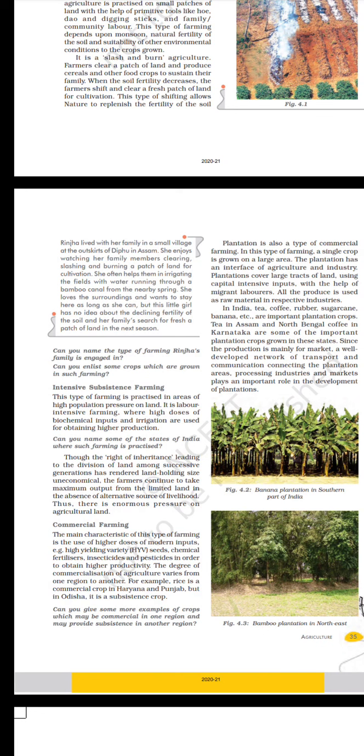Intensive subsistence farming. This type of farming is practiced in areas of high population pressure on land. It is labor intensive farming where high doses of biochemical inputs and irrigation are used for obtaining higher production. Can you name some of the states of India where such farming is practiced?